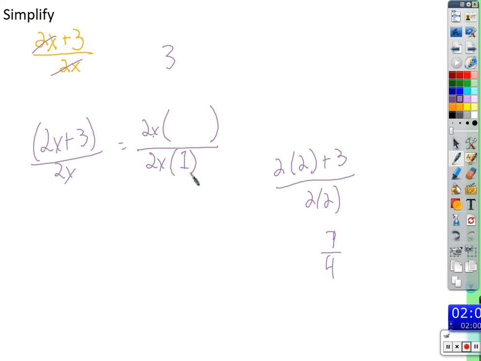Whatever is in the parentheses, you'd have to distribute 2x to, right? Which means that whatever this is would wind up with at least an x, if not an x squared or an x to the third. We get that x as a factor of it.